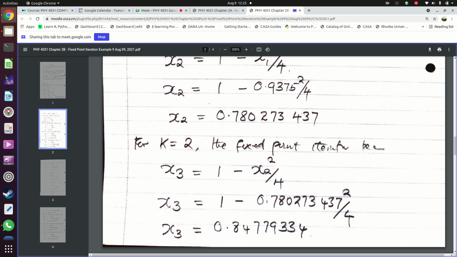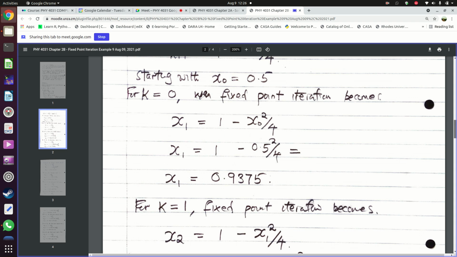Then for k equals 2, our fixed point iteration formula becomes x3 equals 1 minus x2 squared divided by 4. So our x2 is what you have here. You put in our x2 here, so you end up with 1 minus this squared divided by 4. So you end up with x3 equals 0.84779384.